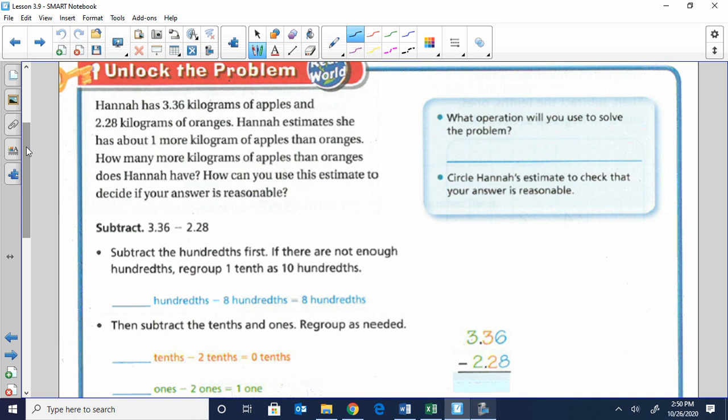For the first problem here, Hannah has 3 36 hundredths kilograms of apples and 2 28 hundredths kilograms of oranges. Hannah estimates she has about 1 more kilogram of apples than oranges. How many more kilograms of apples than oranges does Hannah have?